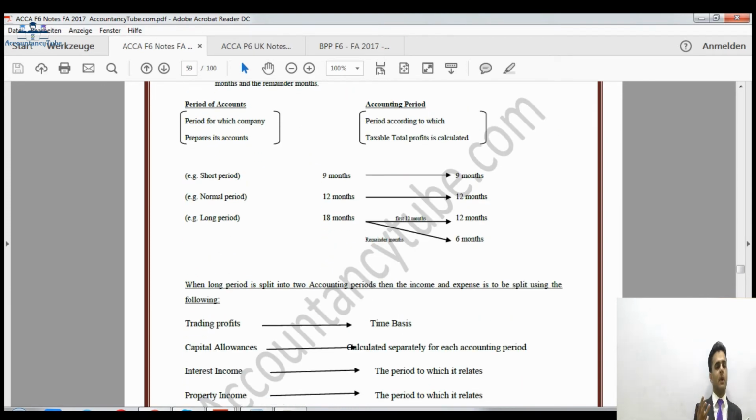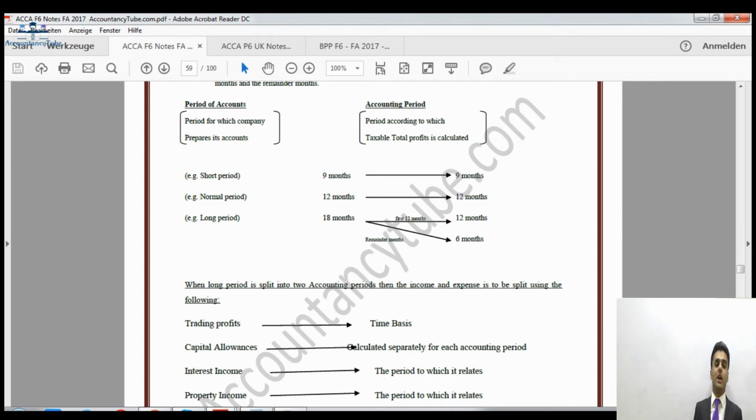All right, so there are three types of accounts. Whenever a company has started its business, or whenever they are making their accounts, they can make a longer period of account, which is more than 12 months. They can make a shorter period of account, which is less than 12 months, or a normal period of accounts, 12 months. Now, when it is normal 12 months, it's not a problem at all. And when it is less than 12 months, not a problem. However, the accounting period for tax purposes cannot be more than 12 months.